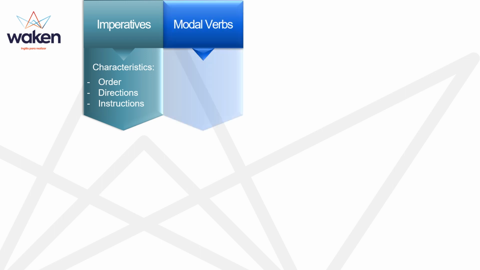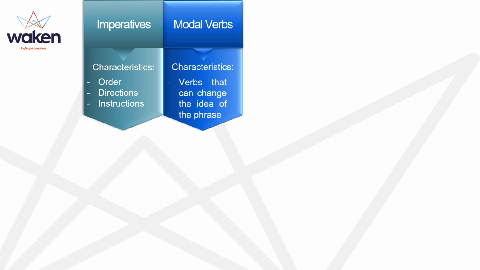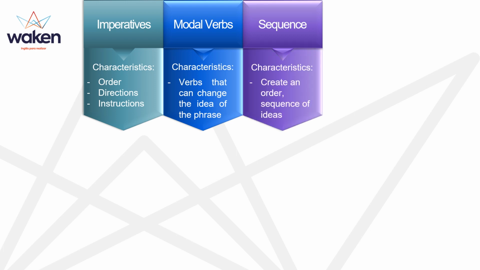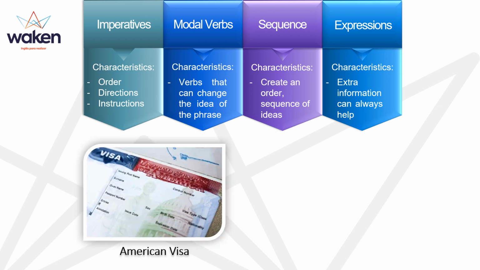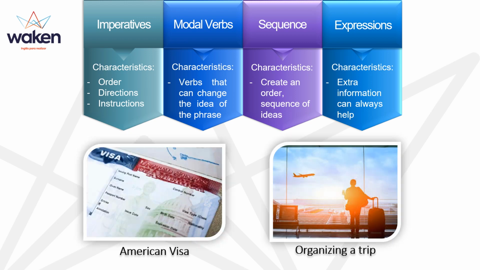Then we have modal verbs. We use modal verbs to change the idea of a phrase. After all, we have sequence expressions. We use them to create an order, to create a sequence of ideas. Last but not least, we have some other expressions, and we use them to provide extra information that can always help. So we are going to have two cases. First one being an America visa, and then we are going to talk about organizing a trip.